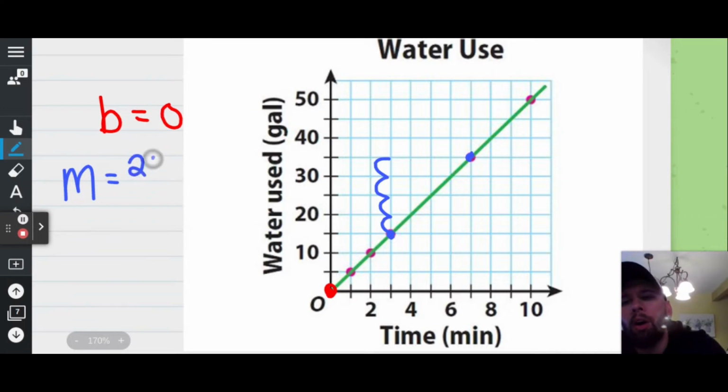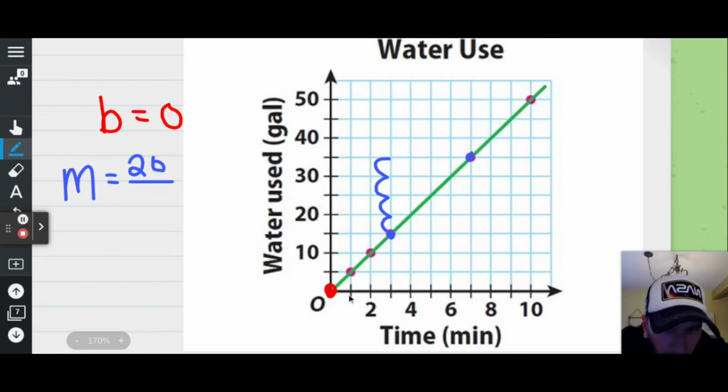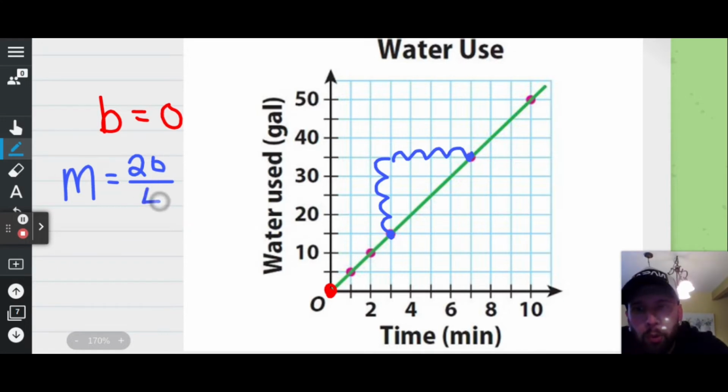Does that mean my run's going to be the exact same? Nope. As you look, every 2 little tick marks is 2, which means every single mark here is 1. So I went up 20, but I do go over 4, which means my slope is 5.